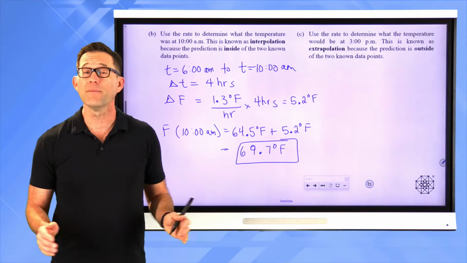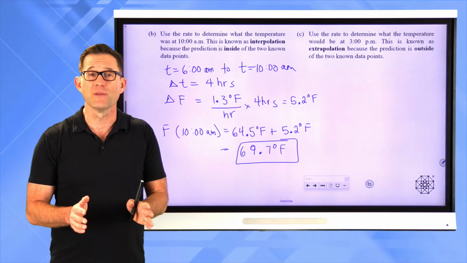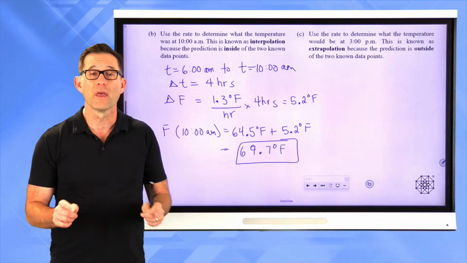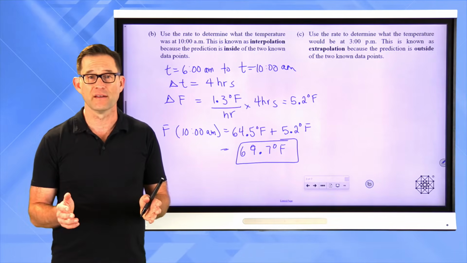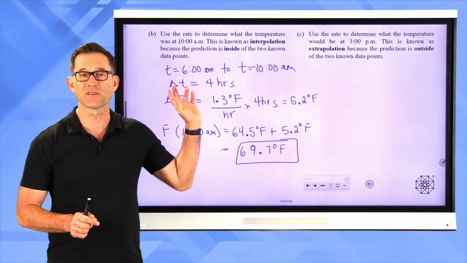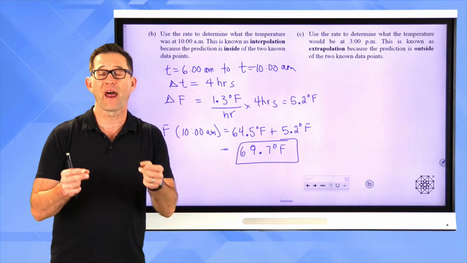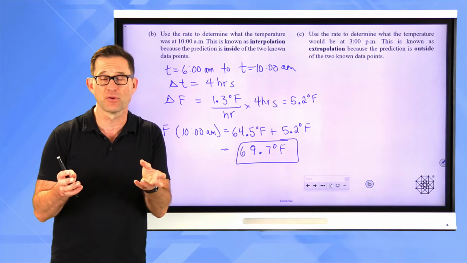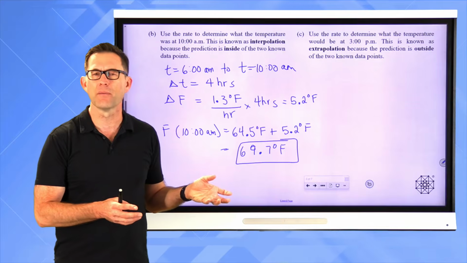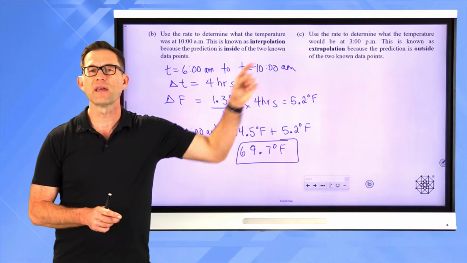All right, and again, this particular prediction is within the data set. It's within the 6 o'clock to 11 o'clock that I had my temperatures at. So we feel fairly good about this prediction. Now let's take a look at letter C.